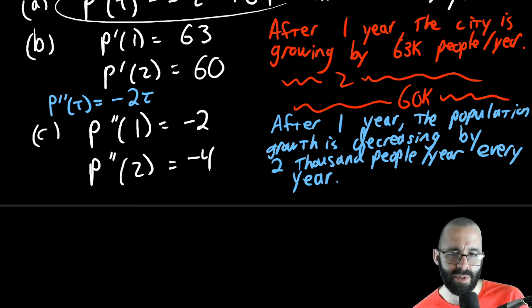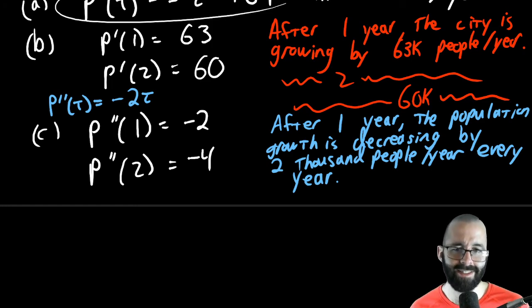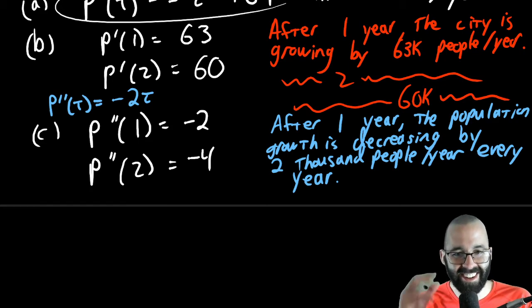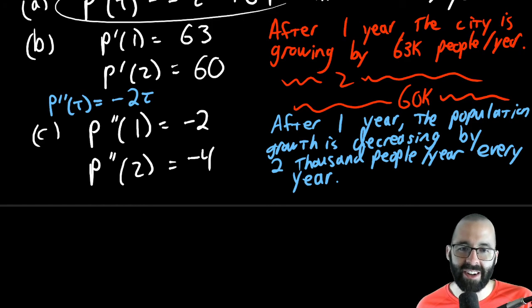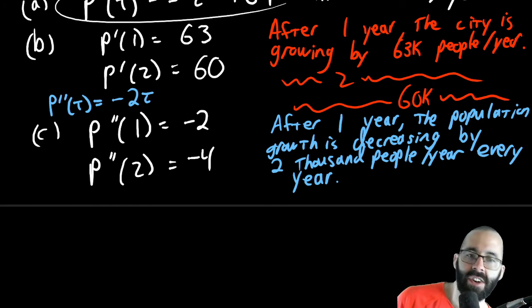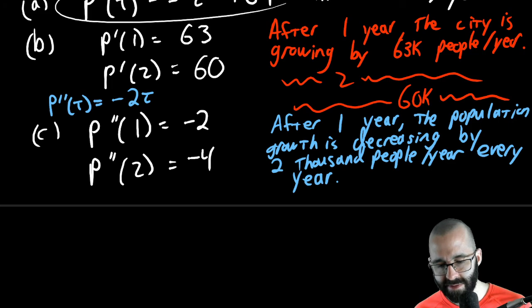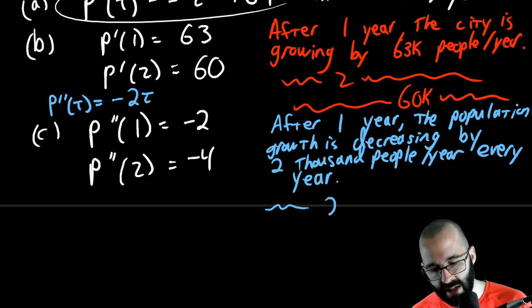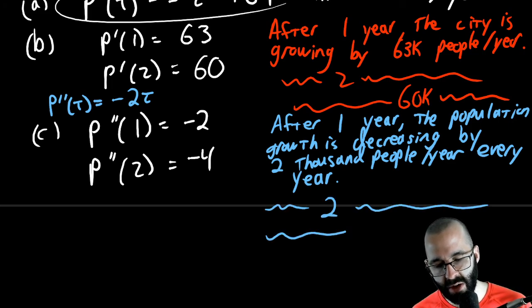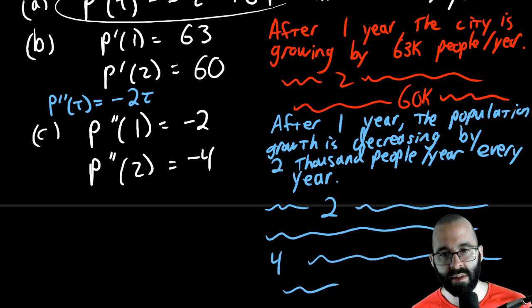The second derivatives are really where things start to get a little squirrely conceptually. Just think about the second derivative as the rate of change of the rate of change. How is our rate of change changing? It's pretty hard. This is a good thing for us to have a conversation about. It's a harder thing to just present in a video and be like, oh yeah, it all makes sense now, right? And similarly, after 2 years, the population growth is decreasing by 4,000 people per year every year.